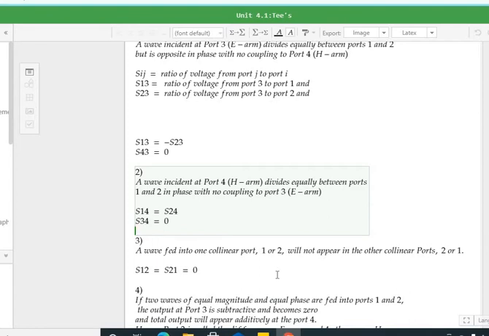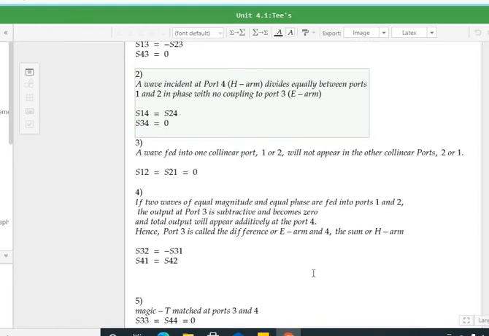Port 1 and port 2 are not coupled with each other. What that means is any input from port 1 does not lead to any output on port 2, and any input on port 2 does not lead to any output on port 1. So S12 equal to S21 equal to 0. Property number 4: if two waves of equal magnitude and equal phase are fed into port 1 and port 2, then their addition comes out of port 3 and their subtraction comes out of port 4. So S32 is equal to minus S13 and S41 is equal to S42.